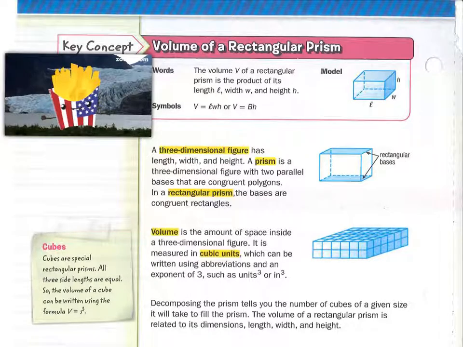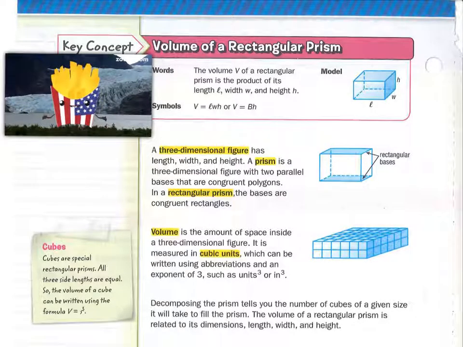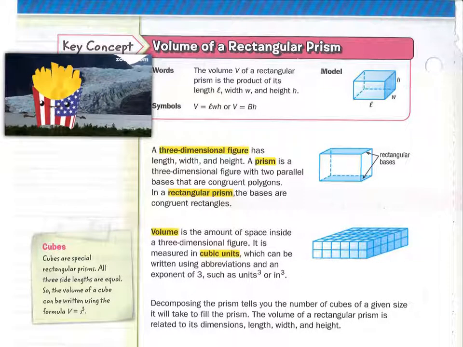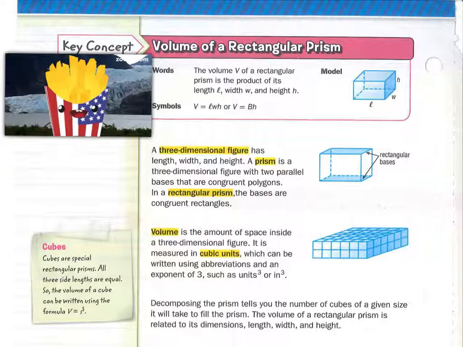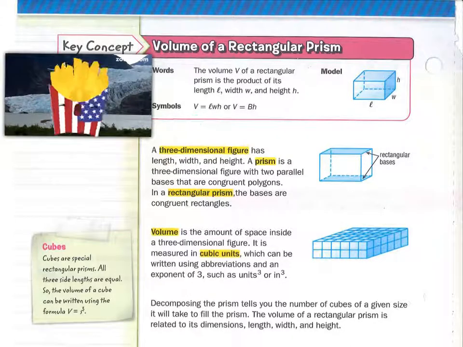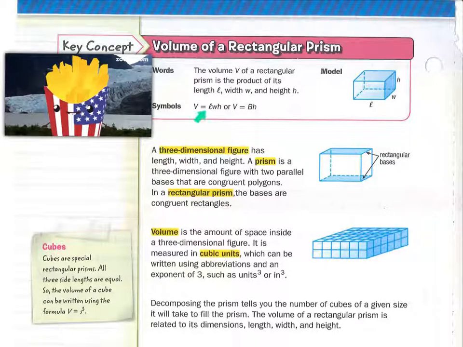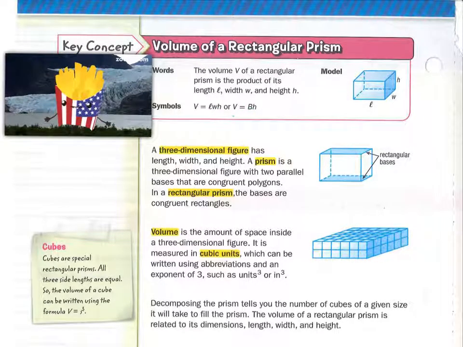Hey, I'm Freddie French Fry, and I'm in Alaska. I'm here to help you understand how to find the volume of a prism. The volume V of a rectangular prism is the product of its length L, width W, and height H. We write that in symbols as V equals LWH, or volume equals base times height, area of base times height.